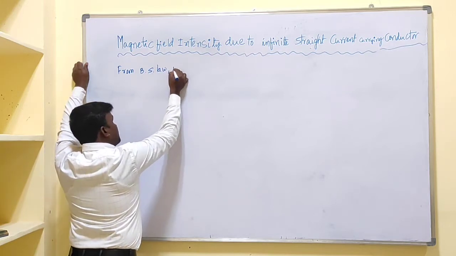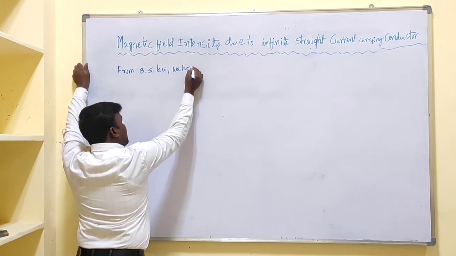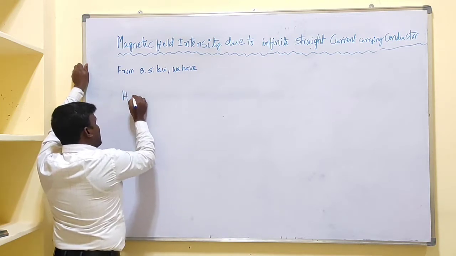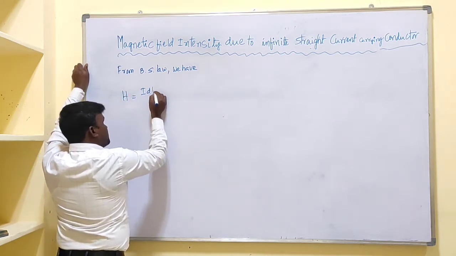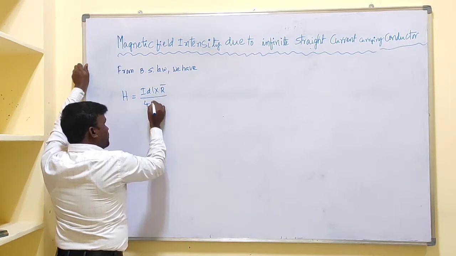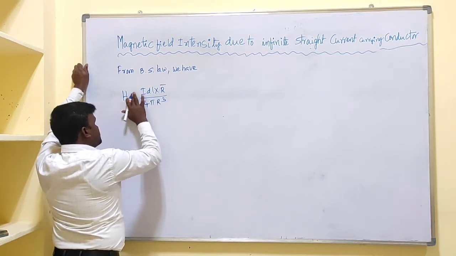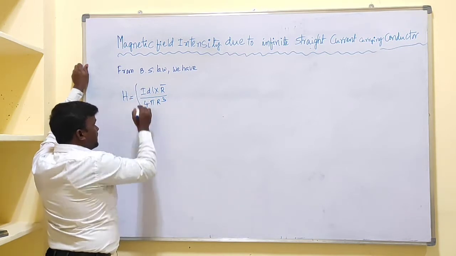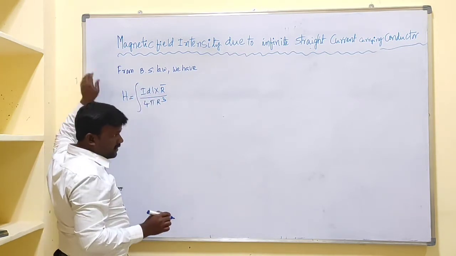We have H is equal to what? Integral of I dl cross R bar by 4 pi R cube. Of course, here we have integration, that is integral I dl cross R bar by 4 pi R cube.